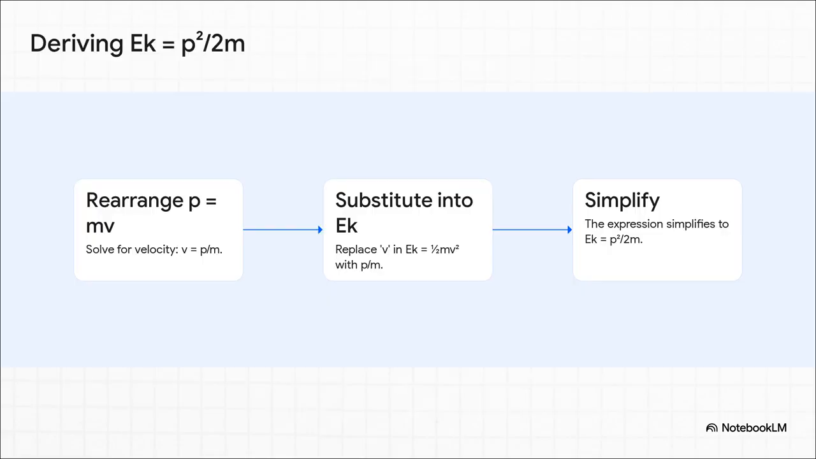And you might ask where that formula comes from. Well, it's actually pretty easy to derive. You just start with the definition of momentum, p equals mv, and solve it for v. Then you plug that into the standard kinetic energy formula, 1/2 mv squared, do a little bit of algebraic cleanup, and there you have it.